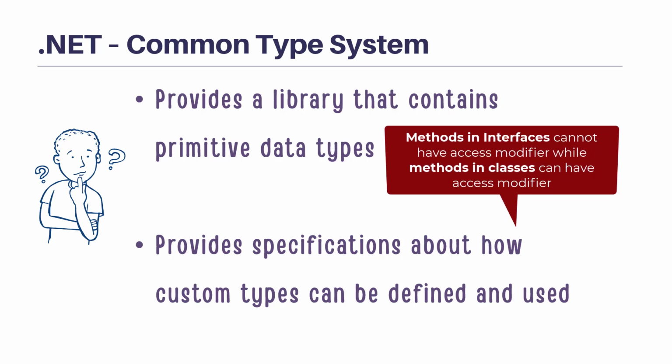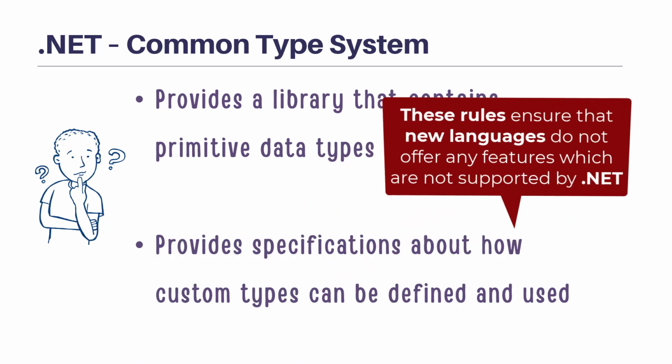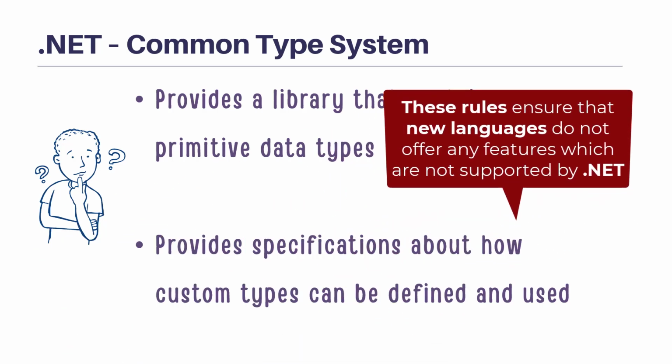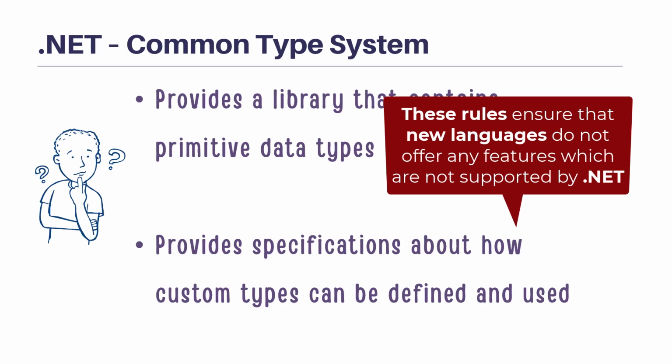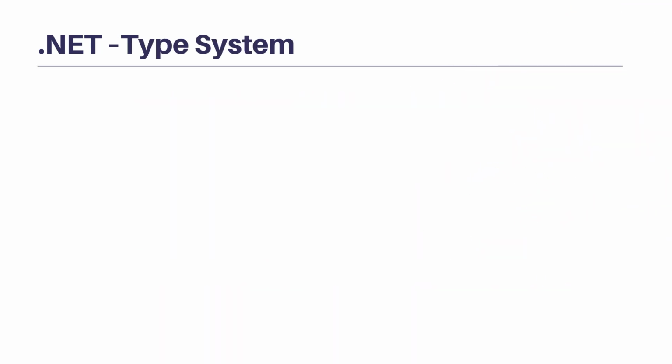These rules serve as a guide while designing a new language for the .NET platform. These rules ensure that the new language does not offer any features which are not supported by the .NET runtime. Now let's try to understand the .NET type system.